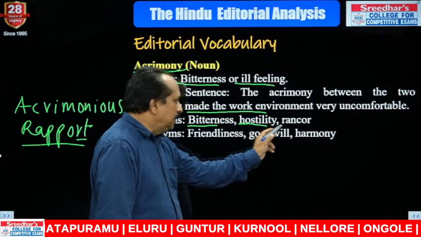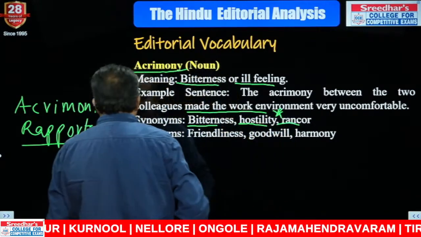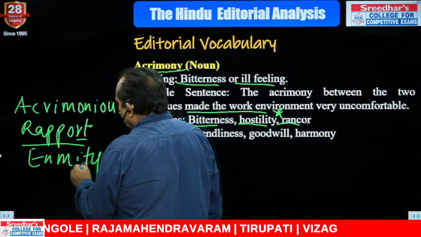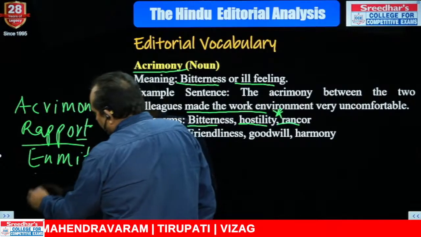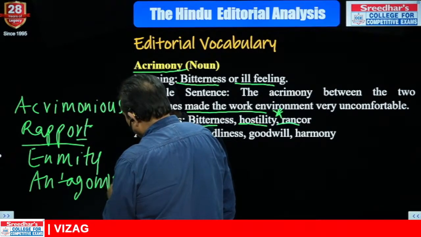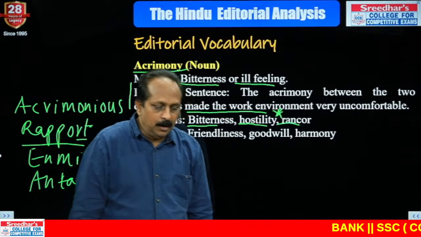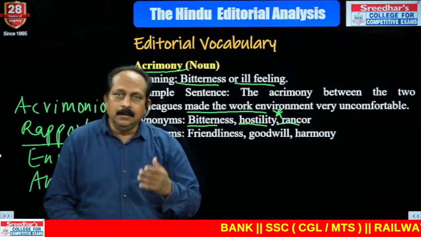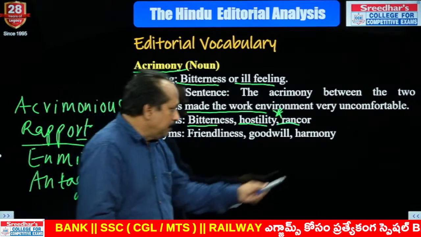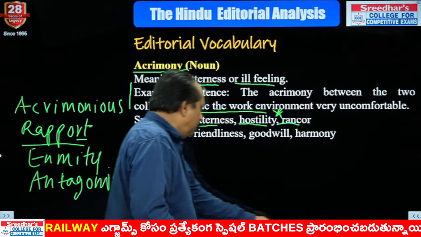Bitterness, hostility, rancor. We have got the word hostility many a time. Rancor, you have to remember. Based on the word hostility, I give two words. One, enmity. The other one, antagonistic. What are the two important words based on hostility? One, antagonistic, the other one, enmity. But this word you have to remember. Friendliness, goodwill, harmony. Simple words.